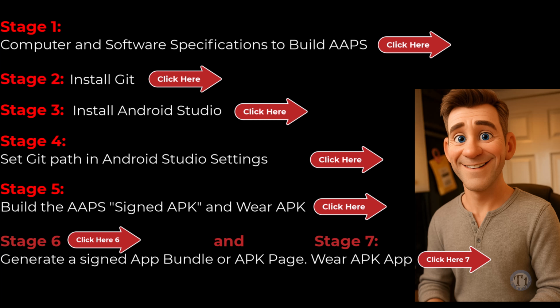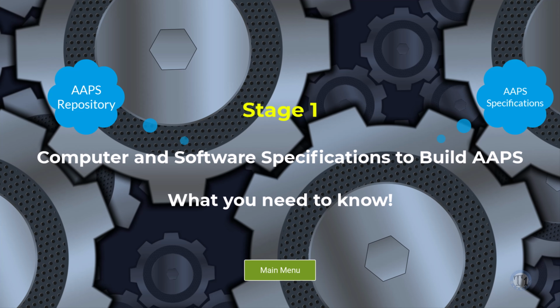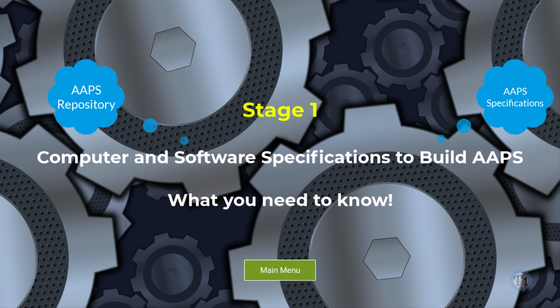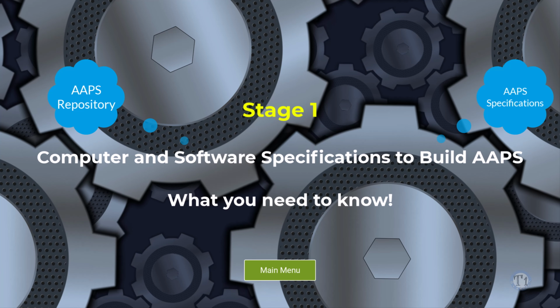Stage 1. We will first be looking at the computer and software specifications to build AAPS. And at the last stage, we will be generating a signed app bundle for the AAPS app APK, and Stage 7, AAPS APK. Stage 1. Computer and software specifications to build AAPS. What you need to know.